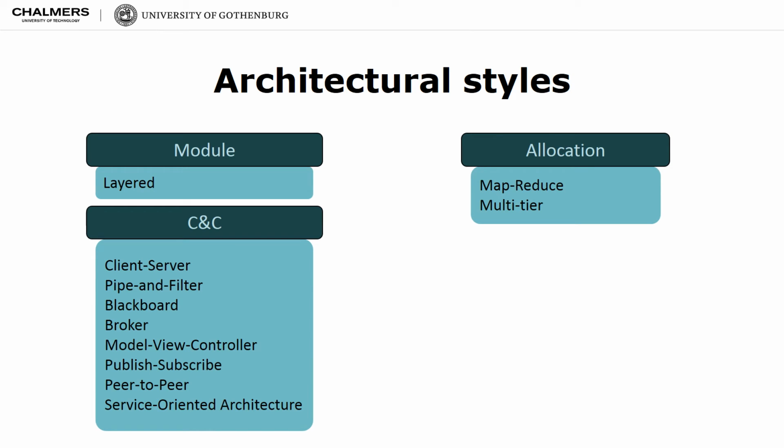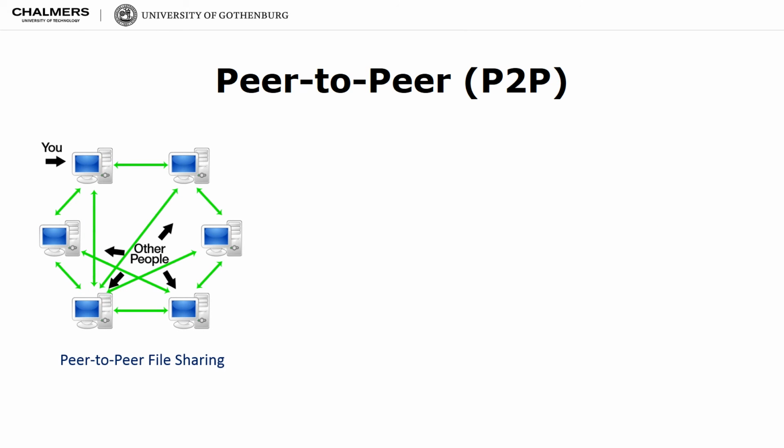Next architectural style is peer-to-peer. In the peer-to-peer style, components directly interact as peers. All peers are equal and no peer or group of peers can be critical for the health of the system. Peer-to-peer communication is typically a request-reply interaction without asymmetry found in the client-server style. Examples include torrents and file-sharing systems.